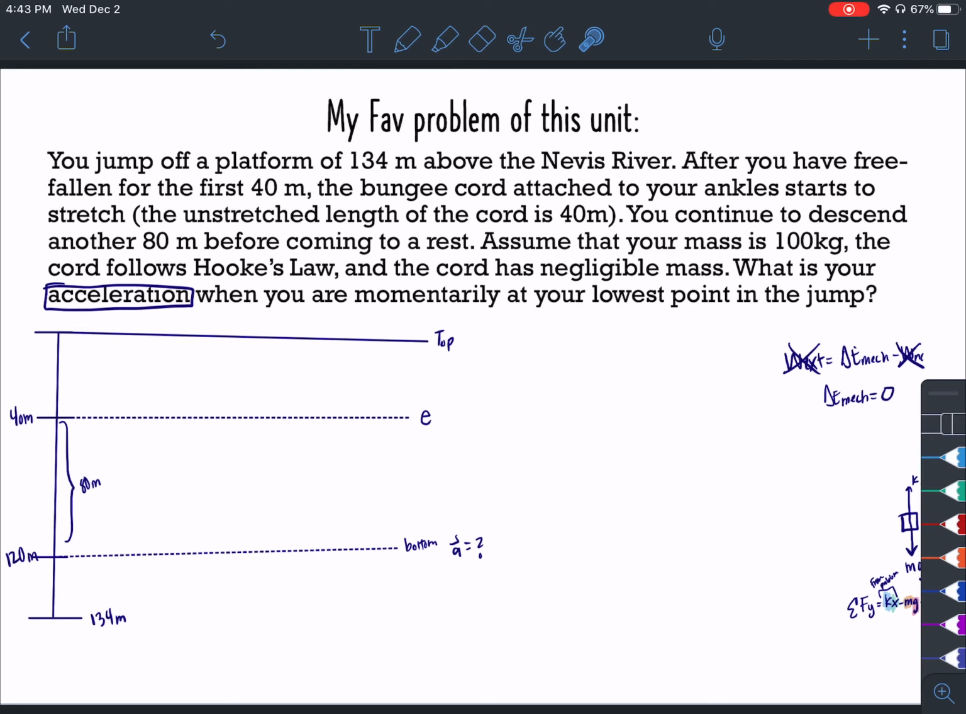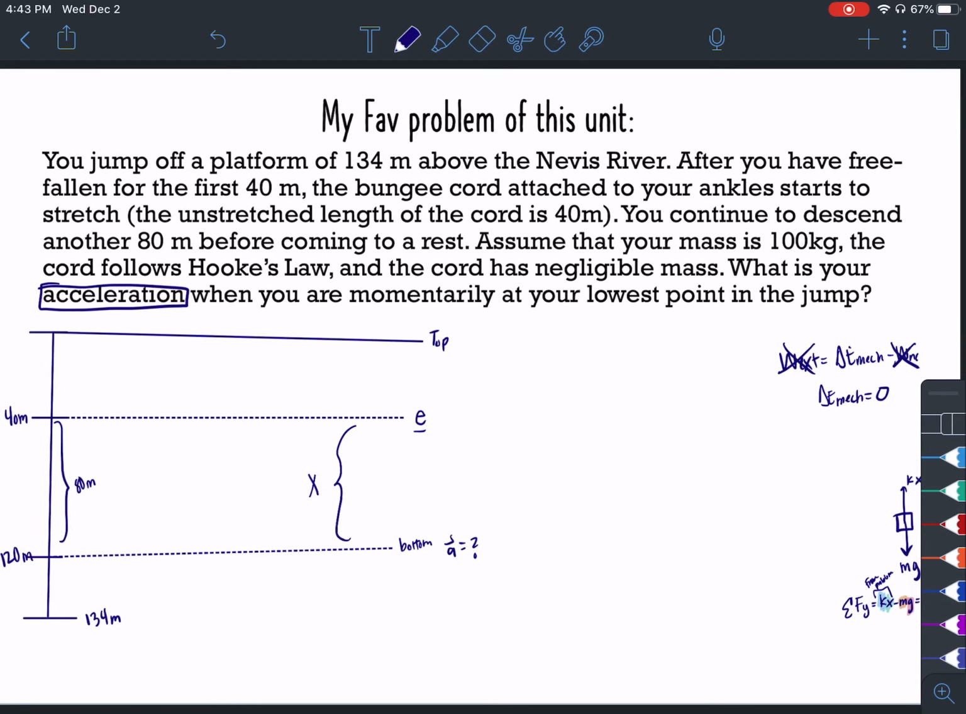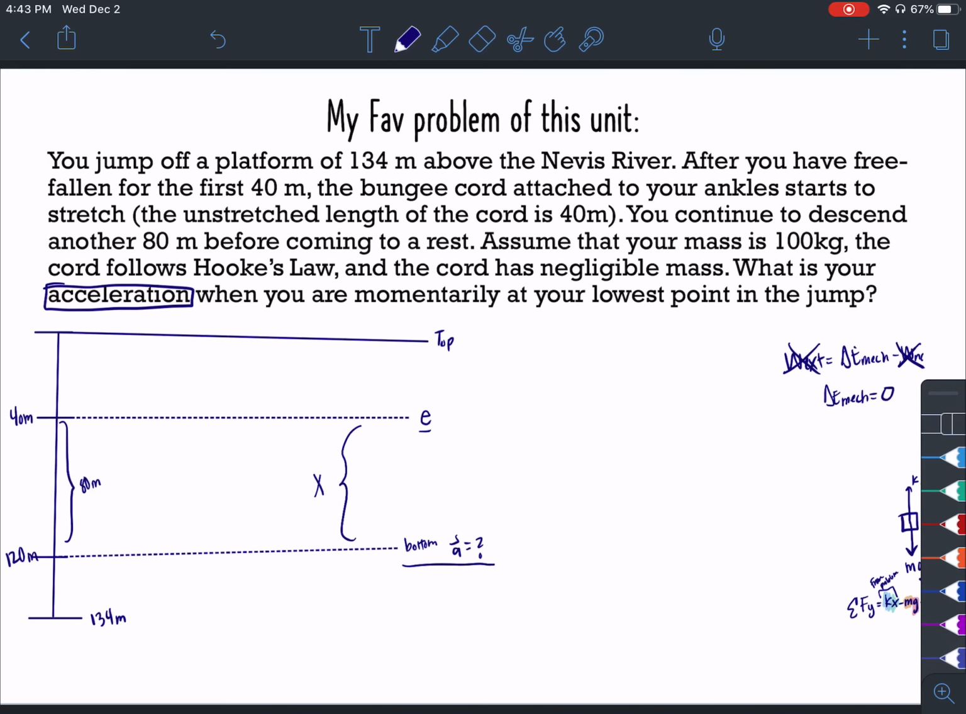So we need to come over here and try to figure out if we have enough information to figure out what our x is. Remember, the x is our distance between our equilibrium point and the bottom. Just looking really quickly, let me make sure I'm using the right color here. X, wow.